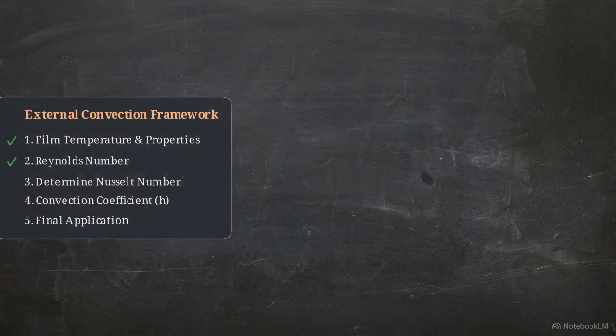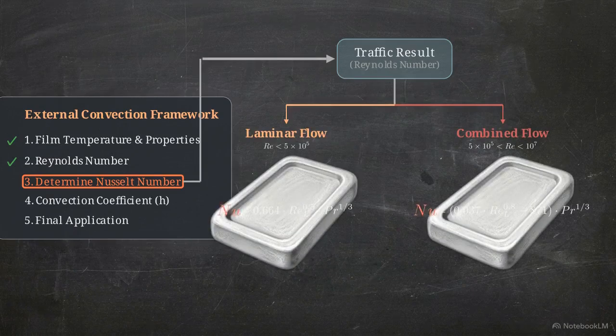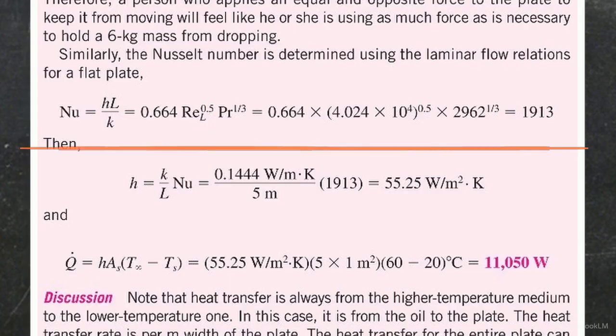Step 3 is determining the Nusselt number. You can think of this as a heat transfer multiplier, and you choose your equation directly based on the traffic result from Step 2. This block calculates the Nusselt value using our Reynolds and Prandtl numbers.